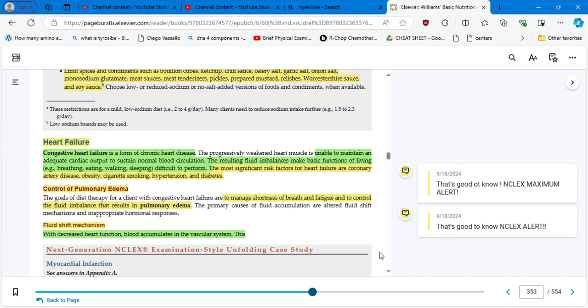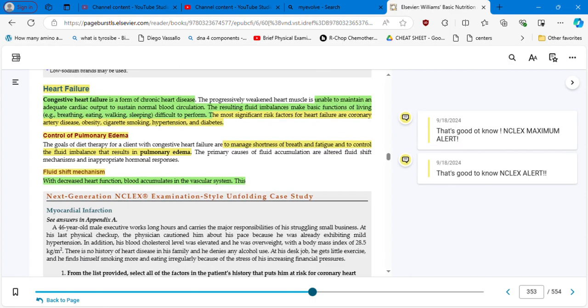The most important risk factor for heart failure is coronary artery disease, as we spoke a lot about that in the previous part. Other risk factors are obesity, cigarette smoking, hypertension, and diabetes. Okay, control of pulmonary edema.